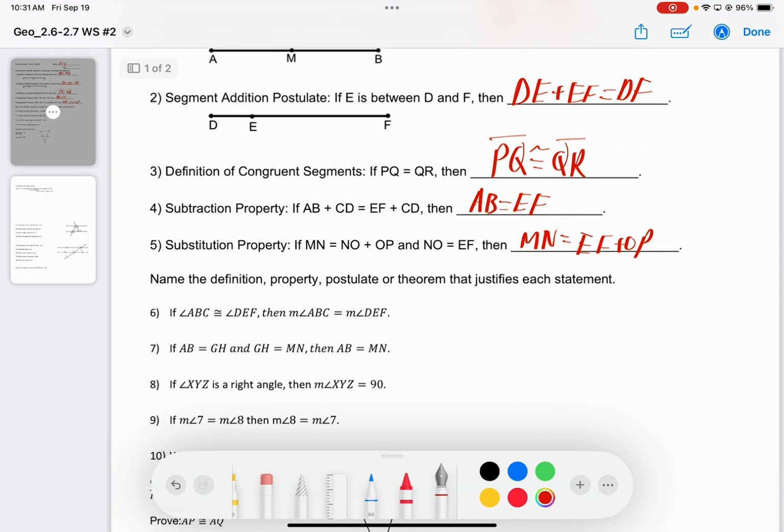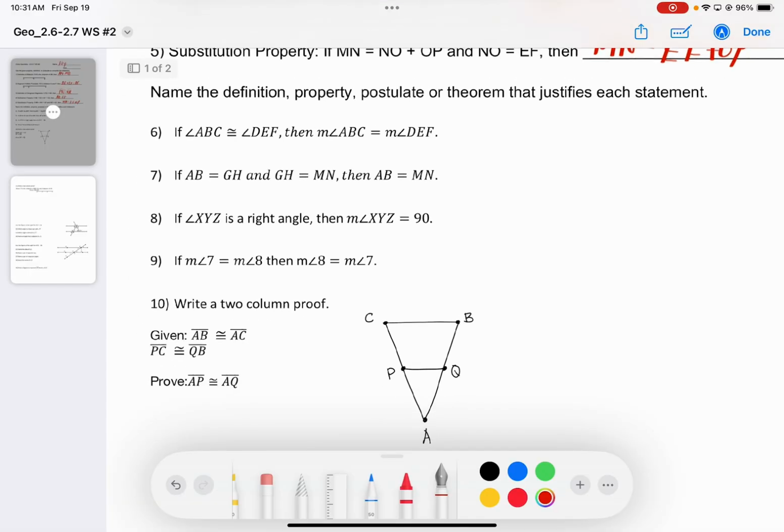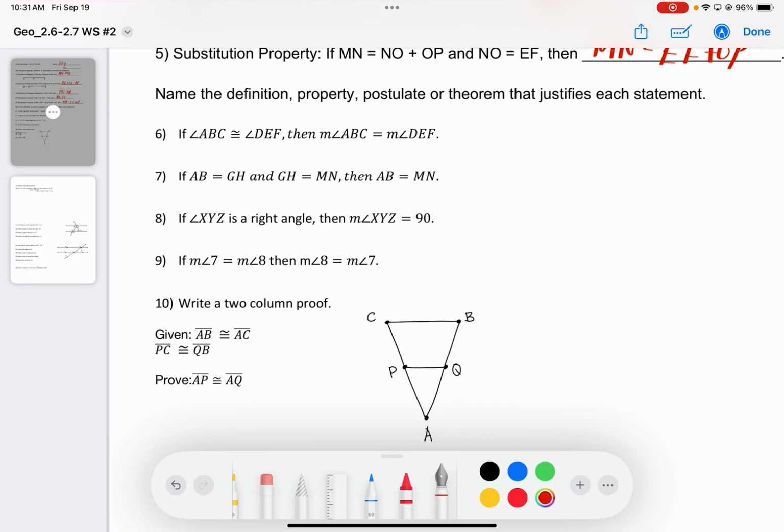All right, name the definition, property, postulate, or theorem that justifies each one of our statements. Number 6 says if angle ABC is congruent to angle DEF, then the measure of angle ABC is equal to the measure of angle DEF. This one's a little tricky, but it's not going to be segment addition postulate for a couple of reasons. It's talking about angles, not segments. Tegan, what do you think?